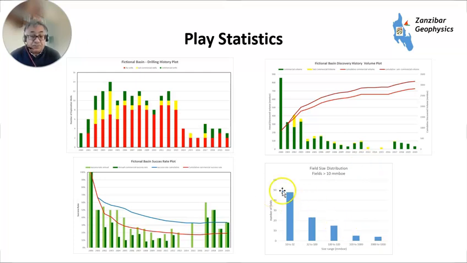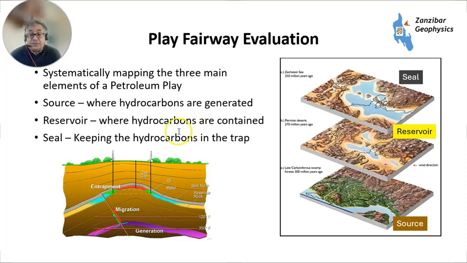And then you've got your field size distribution, the likely sizes of your fields. Again, this gives you an idea of what's going on in a basin that has had some discoveries. Obviously, in a frontier basin this may be very sparse, effectively non-existent, and the success rate so far may have been 0, but that doesn't mean it's going to stay 0 forever, because somebody might have an idea that works. So play fairway evaluation.